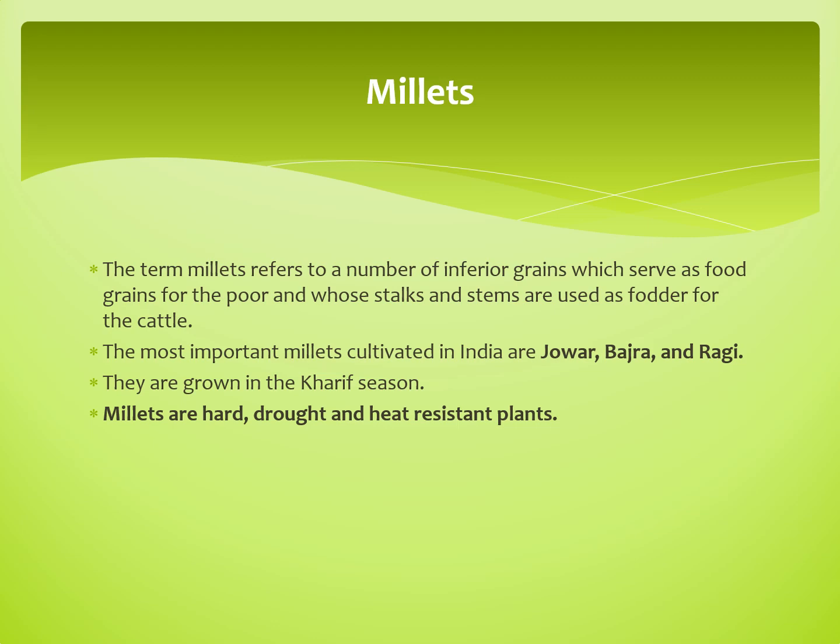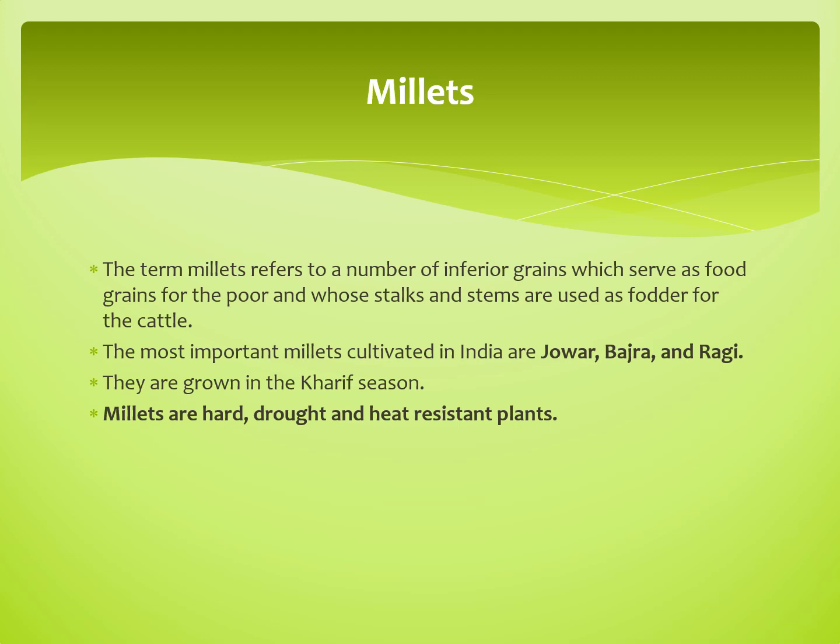The term millets refers to a number of inferior grains which serve as food grains for the poor, and whose stalks and stems are used as fodder for the cattle. The most important millets cultivated in India are jawar, bajra, and ragi. They are grown in the Kharif season. They are grown under conditions where the soil is rather infertile owing to its rocky or sandy character. These are crops of short duration from 3 to 4 months.